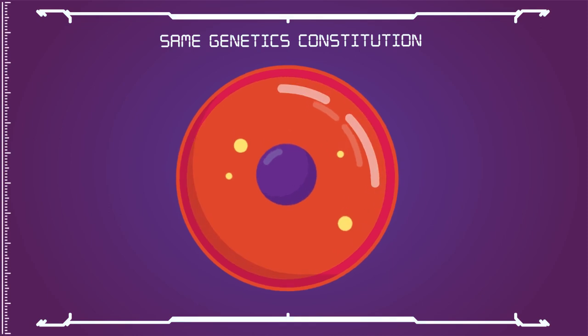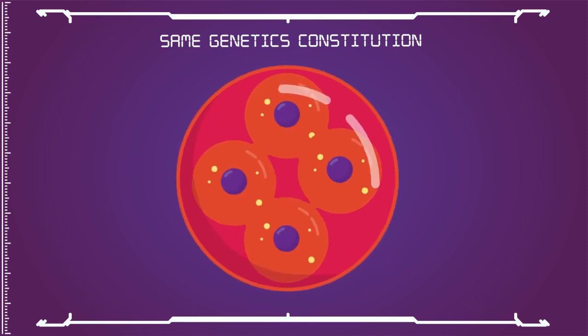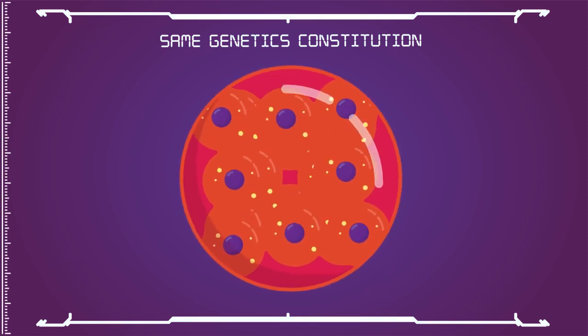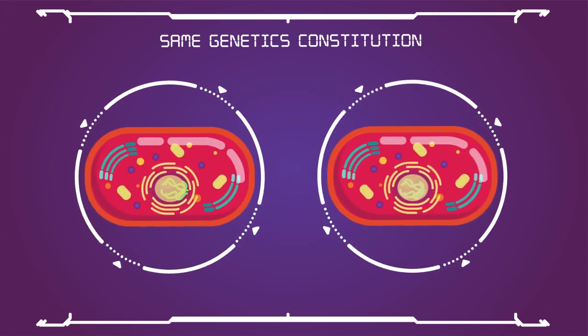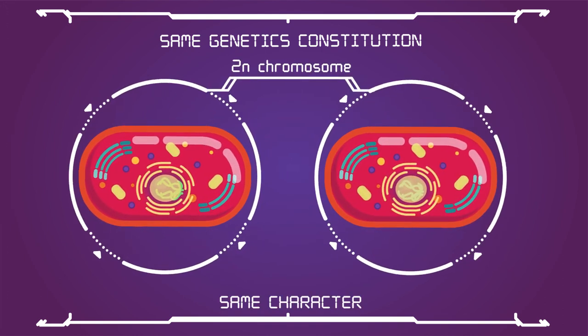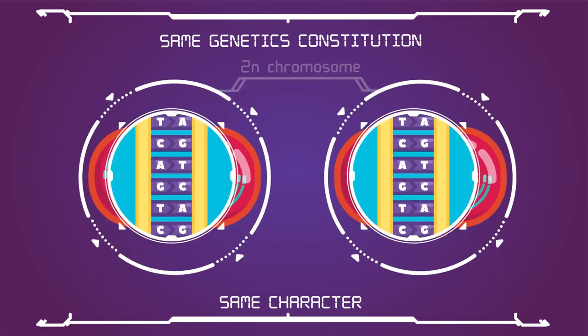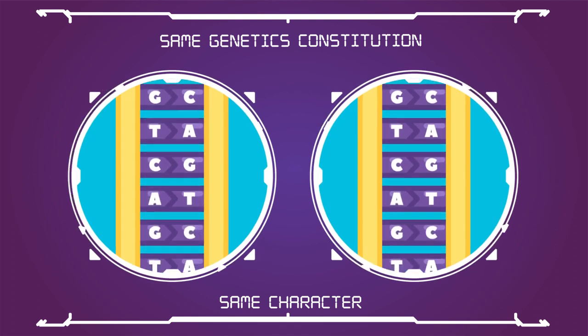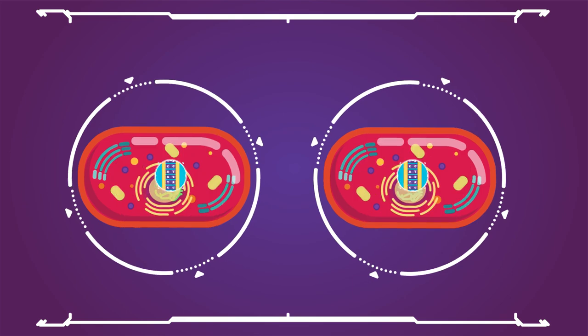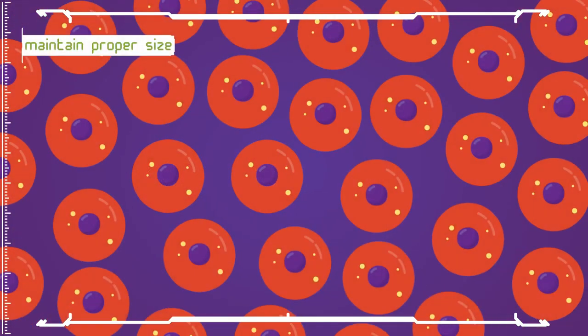It is responsible for growth and development of multicellular organisms from a single-celled zygote. The number of chromosomes remains the same in all cells produced by this division. Thus, the daughter cells retain the same character as those of the parent cell. It helps the cell in maintaining proper size.